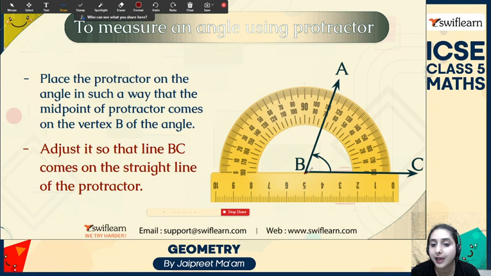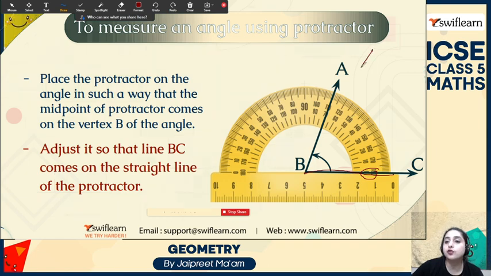You have to make this line coincide with this line, where it's written 180. If the angle is drawn towards the right-hand side, its face is open towards the right-hand side, so that means adjust it to that line. We will measure from the lower scale.